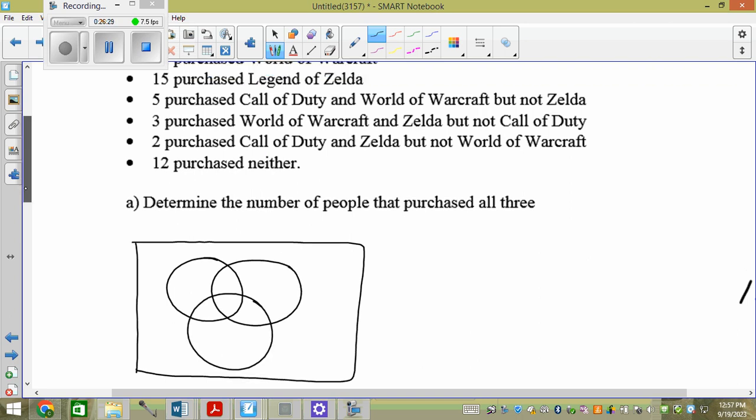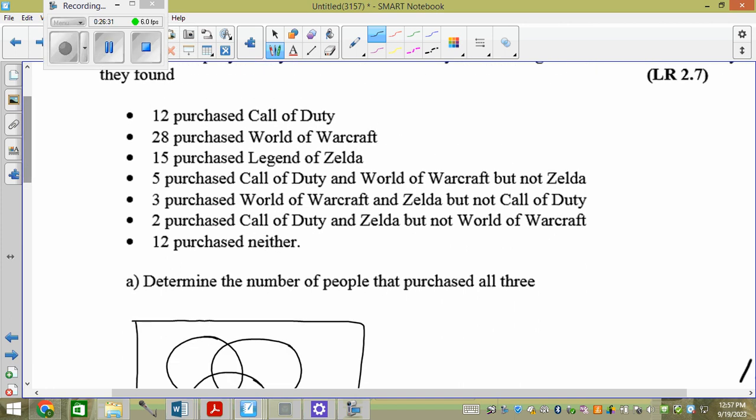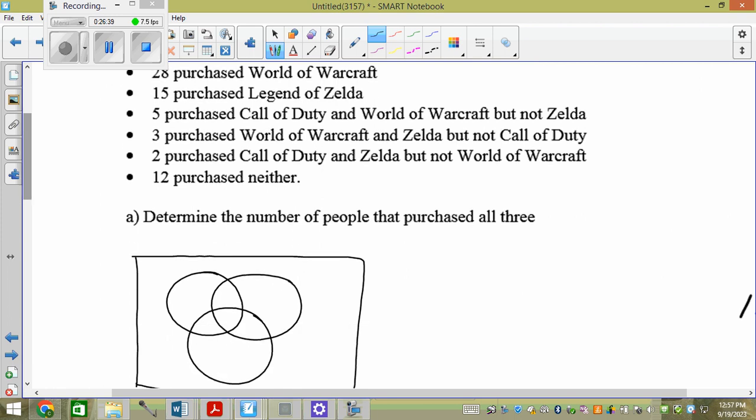I've not seen one of these given, but I want to show it just because I don't ever want someone to come to a diploma and be like, we didn't do anything like that, I can't do this. So I'm going to do the 3 circles. I have Call of Duty, World of Warcraft, and then Legend of Zelda.